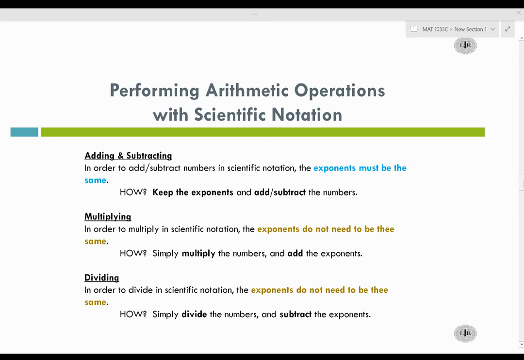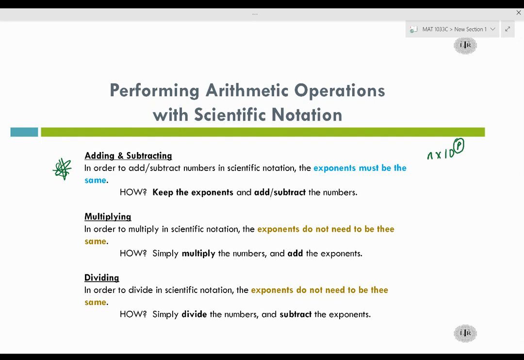So what that means, we're going to learn how to add and subtract, multiply and divide numbers that are written in scientific notation. Okay, so the first scenario that we're going to look at is adding and subtracting numbers that are written in scientific notation. So in order to add and subtract numbers in scientific notation, the exponents must be the same. Okay, that's important. The exponents have to be the same. So remember, if your numbers are in scientific notation, they look like n times 10 to the p. This means if you're adding and subtracting, this exponent has to be the same before you can do that. Once the exponents are the same, you can keep the exponents and add and subtract the numbers.